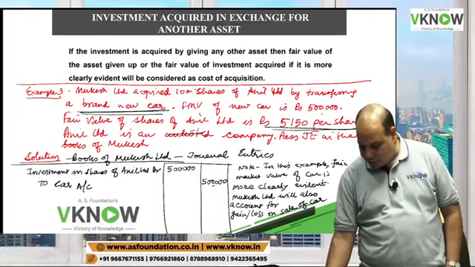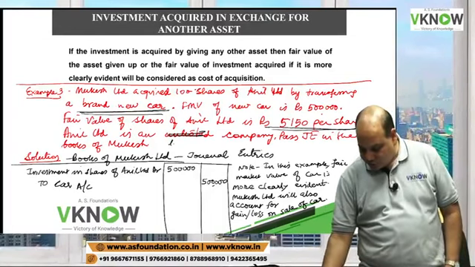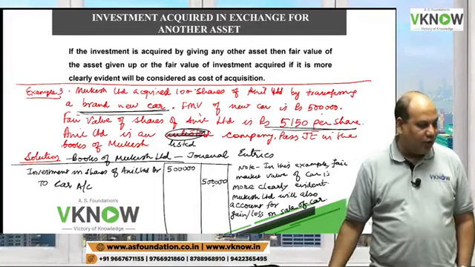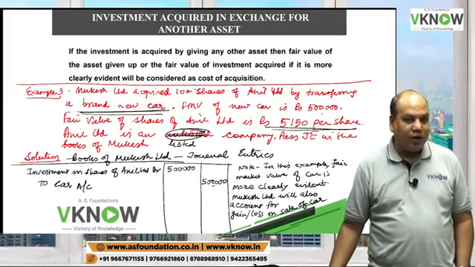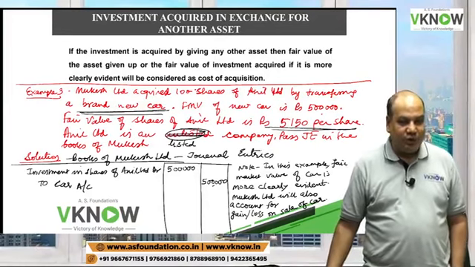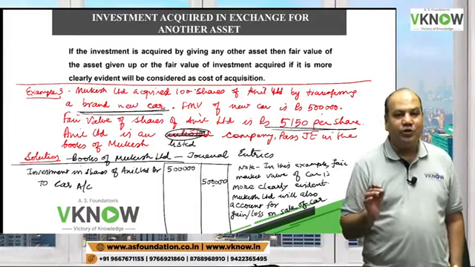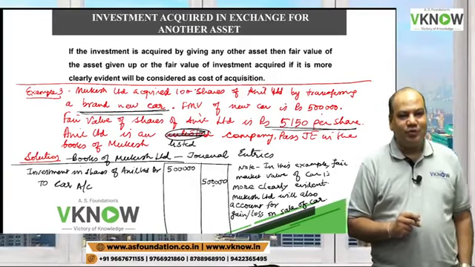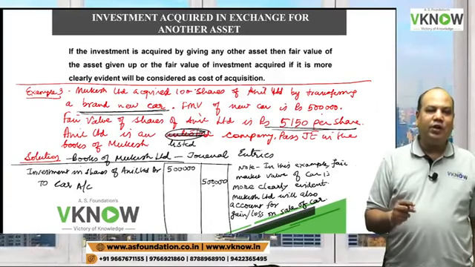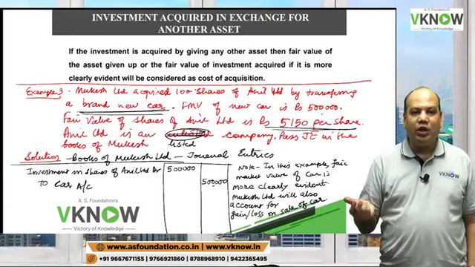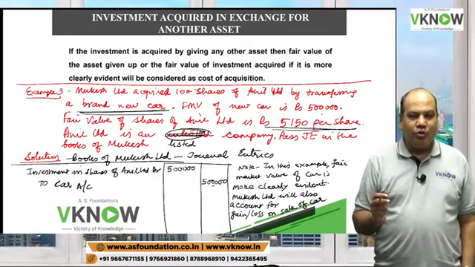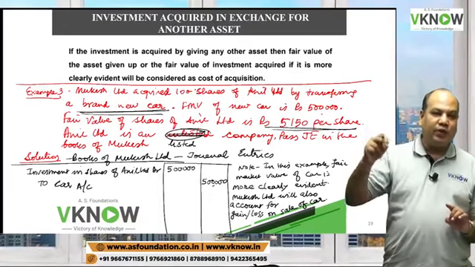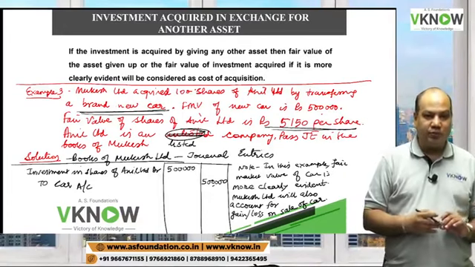Suppose in this example, I just make a change: Anil is a listed company and the car is a brand new car. Then you have to apply your judgment. The standard has not given any answer for this question. It says you take the fair market value whichever is more clearly evident. So normally the fair market value of the car will be more clearly evident than the fair market value of a listed company share.